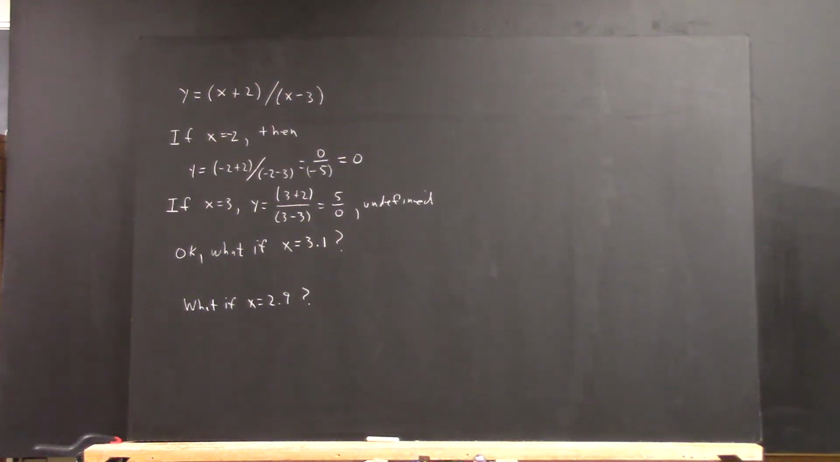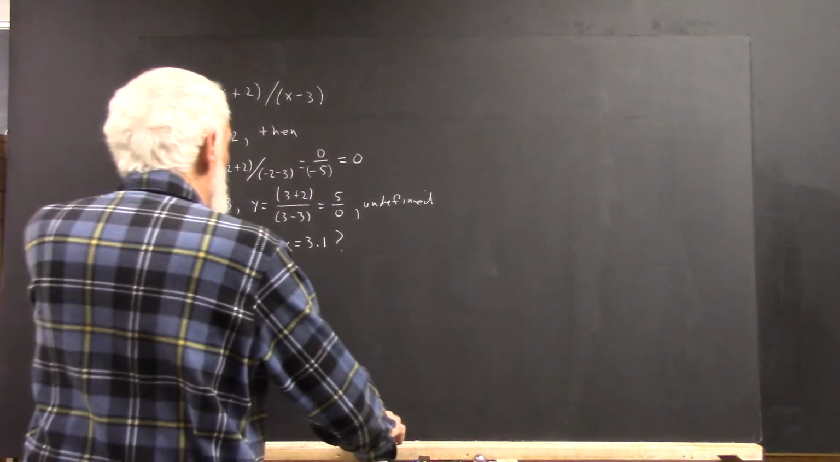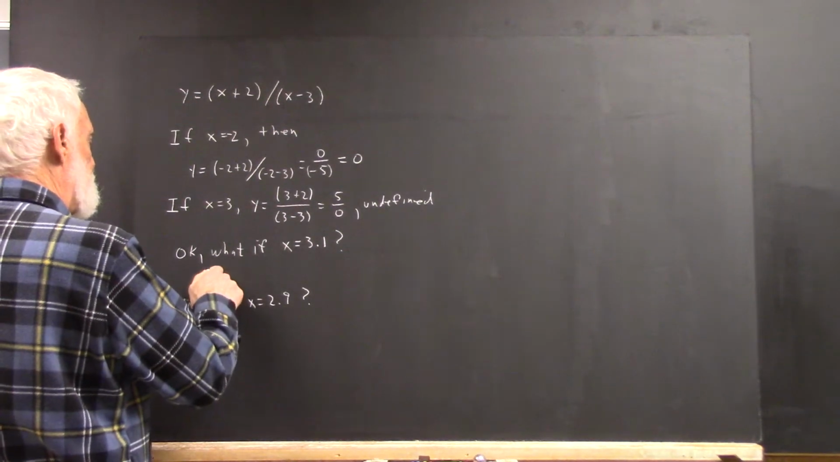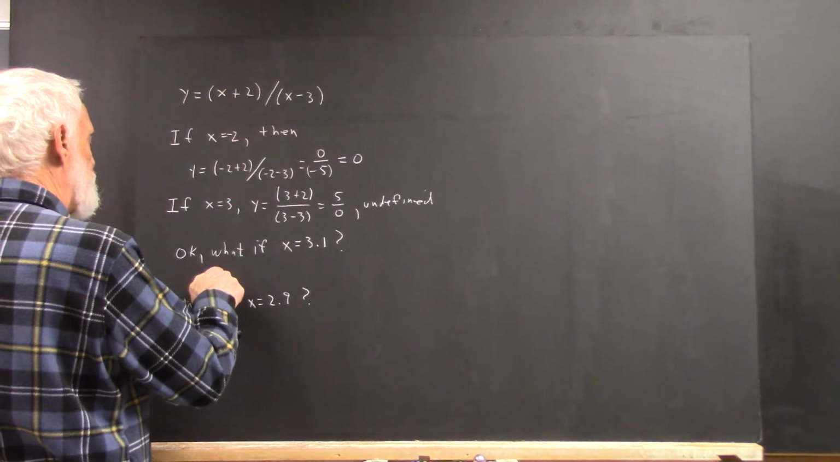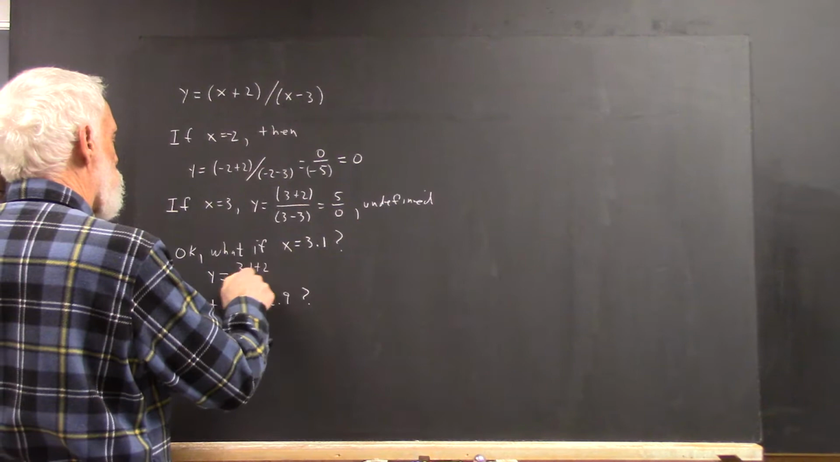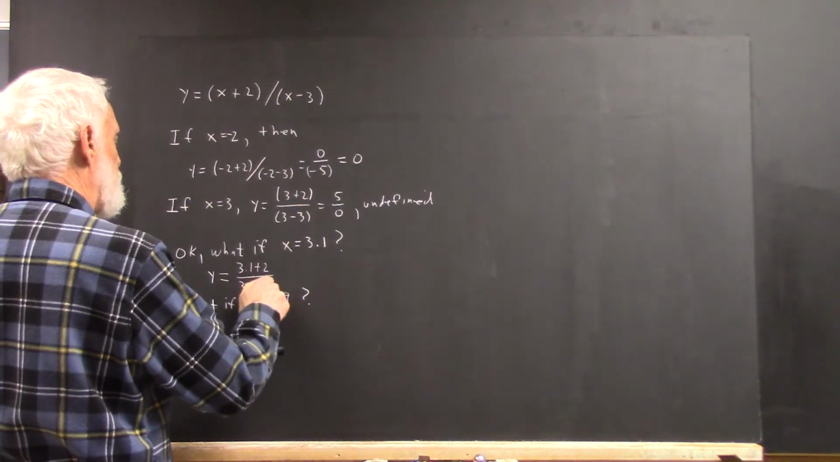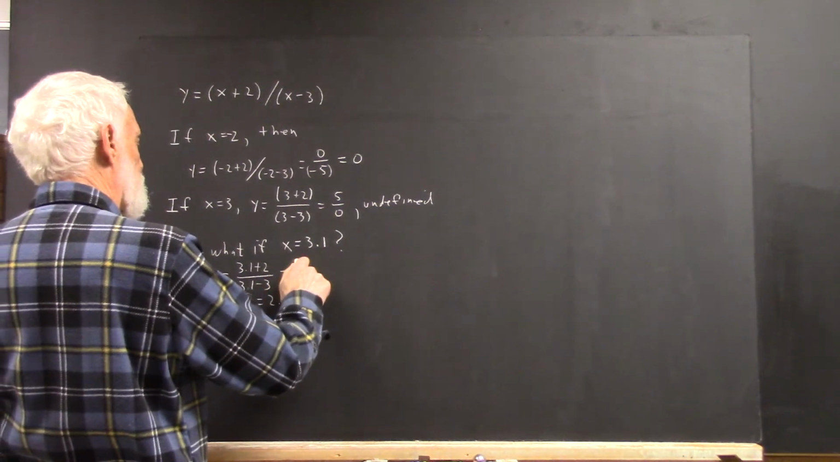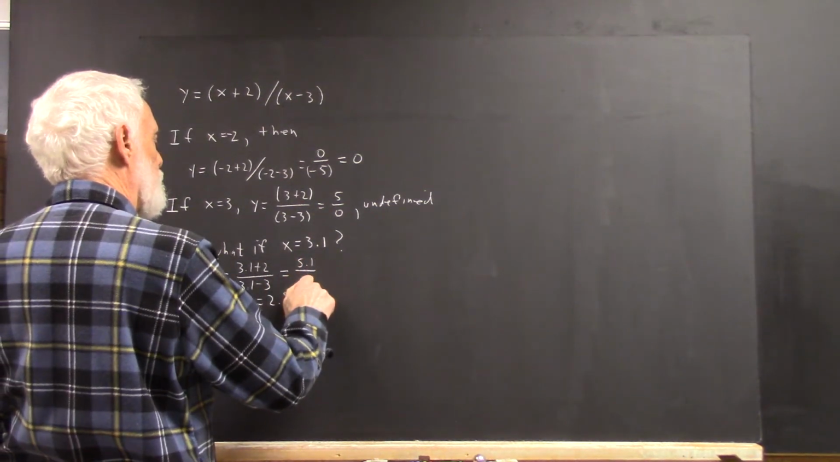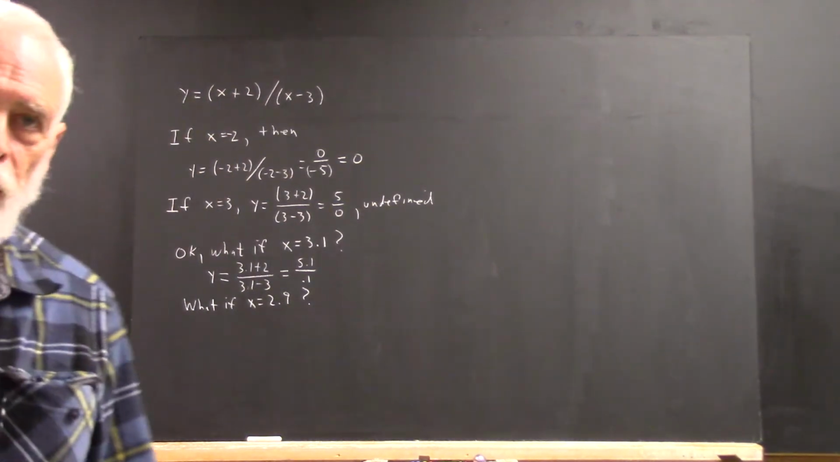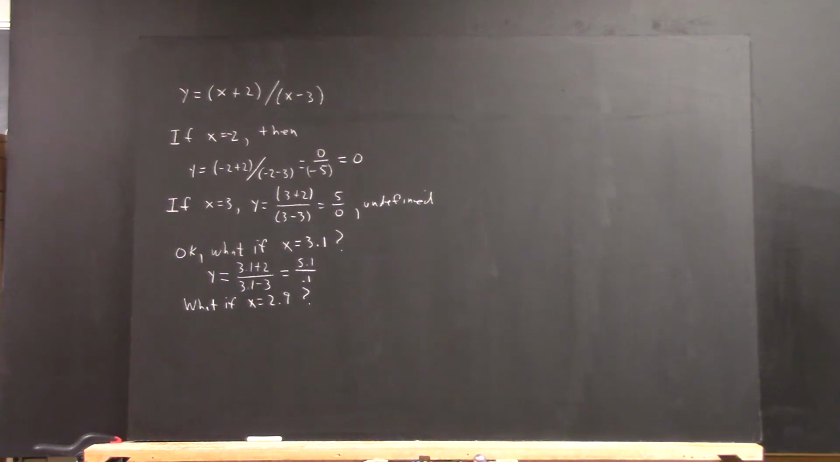Okay. If x is 3.1, then this expression gives you 3.1 plus 2 over 3.1 minus 3, which is 5.1 over 0.1. How many 0.1s do you need to make 5.1? 51. You what? 51. Yeah.